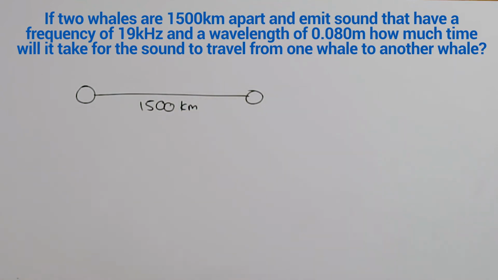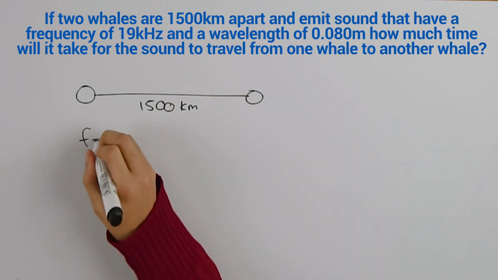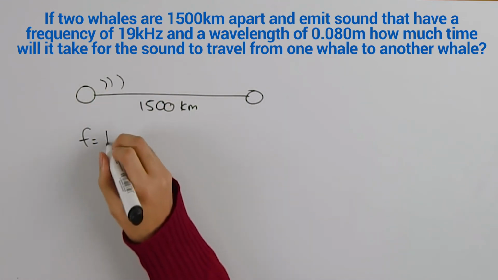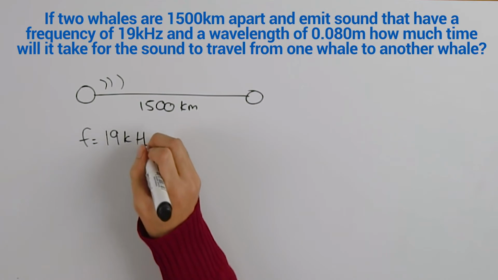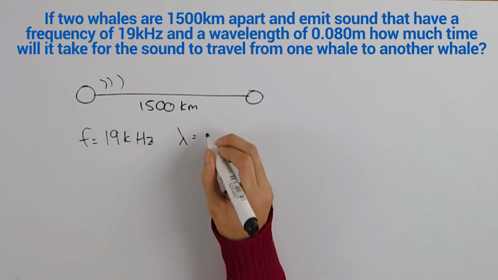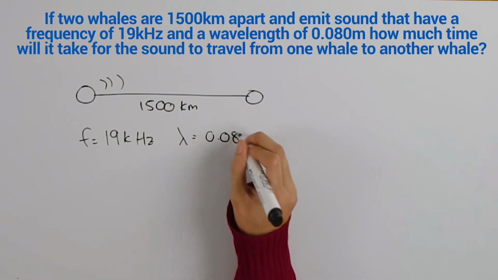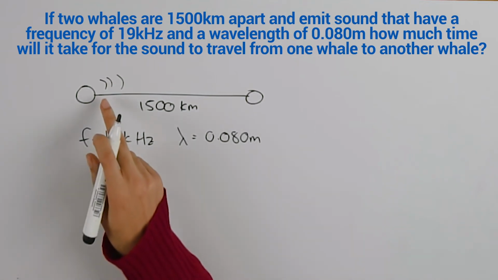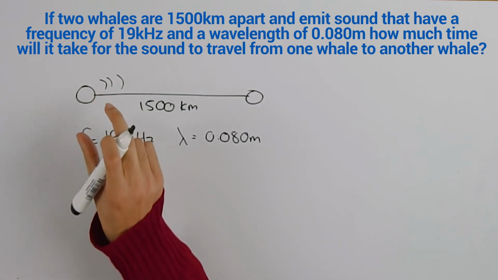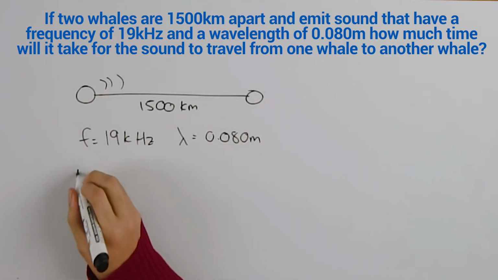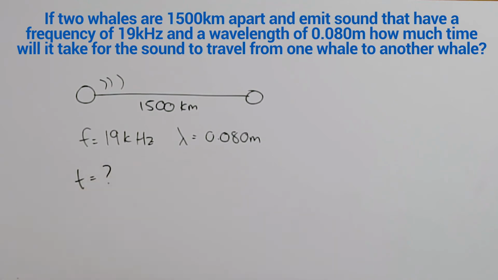Now the other piece of information that we have is the frequency of the sound that's coming out, 19 kilohertz, and we're also given the wavelength, which is 0.080 meters. So the question asks us to find the time. How long will it take for the sound emitted by the first whale to reach the other whale? So we have to try and work out the time.